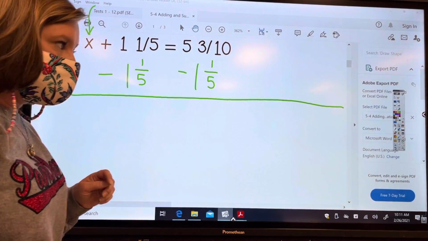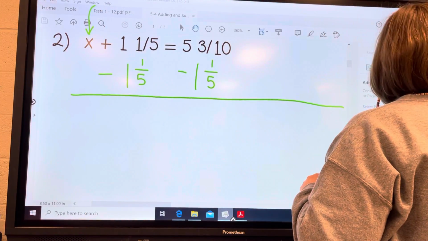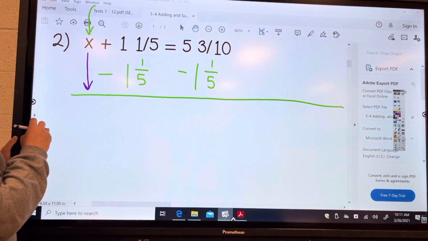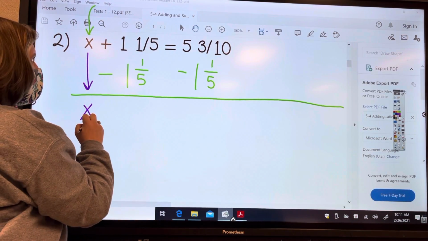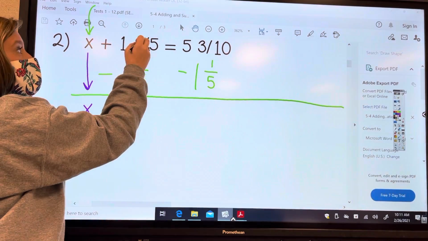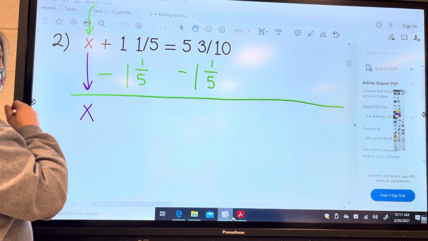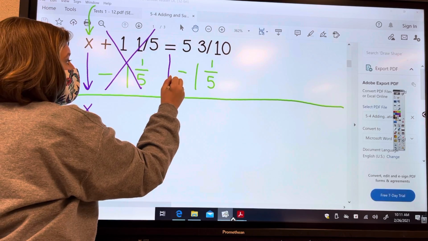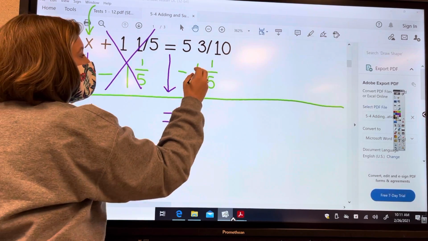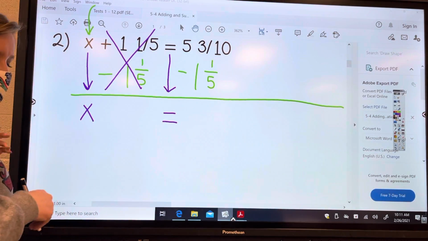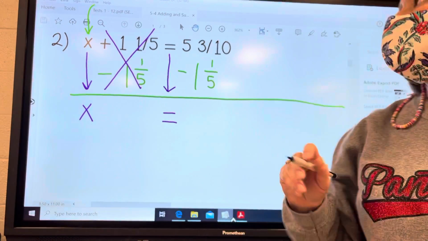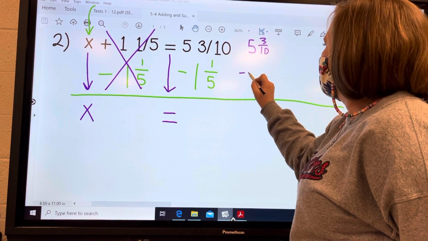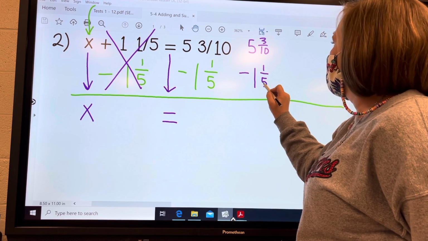On the left, what am I going to have? The x, did I do anything to it? Nope. I'm just going to bring it down. 1 1/5 minus 1 1/5 does what? Cancels out. Bring down my equal sign. Now, I'm going to rewrite this because I don't like the way that looks with that 3/10. So I've got 5 3/10 minus 1 1/5.